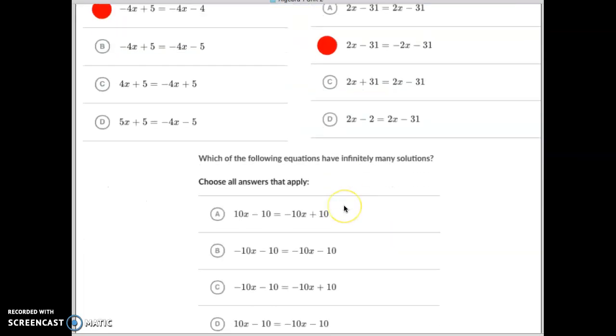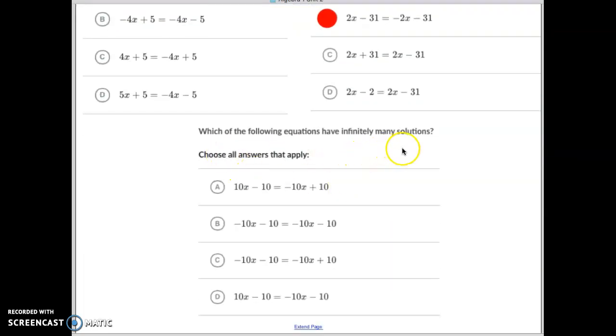Finally, our last one. Which of the following have infinite solutions, meaning the x's match and the numbers match? Well, let's find out. 10x, negative 10x, they don't match. We can stop. Negative 10x, negative 10x, so far so good. Negative 10, negative 10, that one matches, so B works. Negative 10x, so far so good. Negative 10, positive 10, nope, that would be a no solution. 10x, negative 10x, nope, doesn't work. So it's just letter B. So infinite, the x's match and the numbers match.